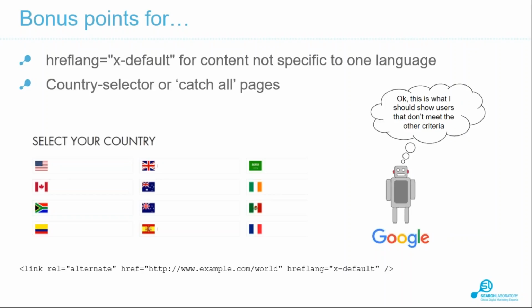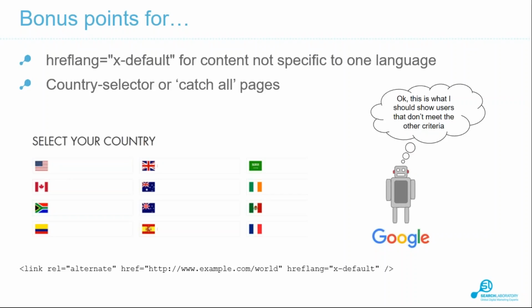Or we could pick any kind of global homepage to land people on who may be from a country that we don't expect a lot of traffic from, so really wouldn't want to dedicate a lot of resource into translating content and creating a new website for. So that goes through the implementation of hreflang in the page code.